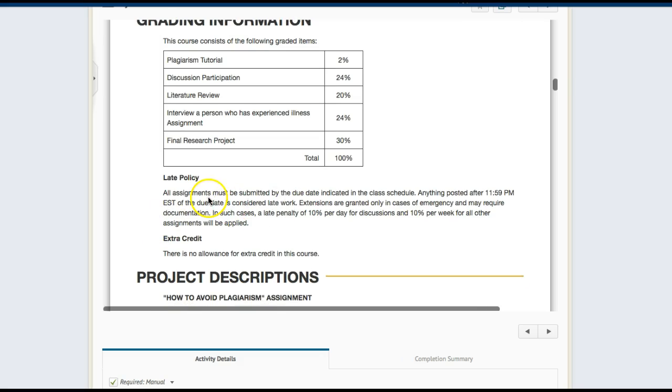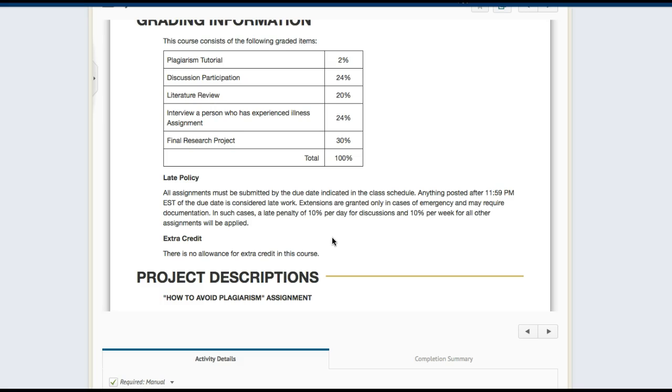You'll see here our late policy, which states that all assignments must be submitted by the due date that's indicated on our class schedule. Just a gentle reminder that anything posted after 11:59 p.m. Eastern Standard Time of the due date is considered late work. In such cases, a late penalty of 10% per day for discussions and 10% per week for all other written assignments will be applied.